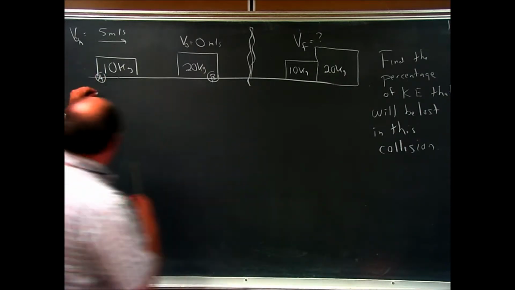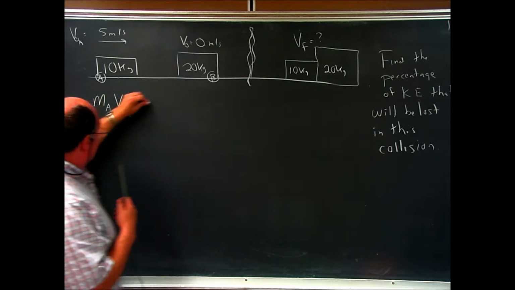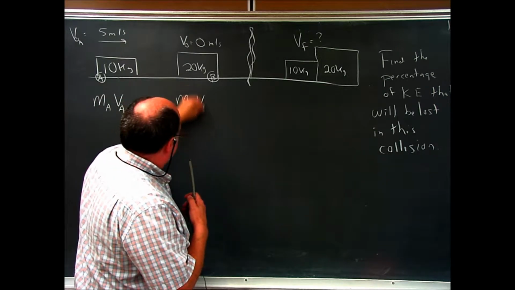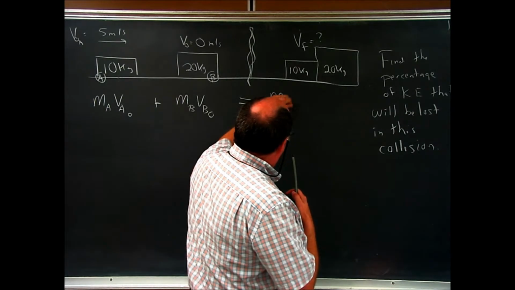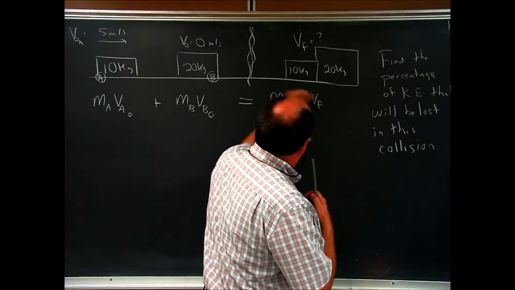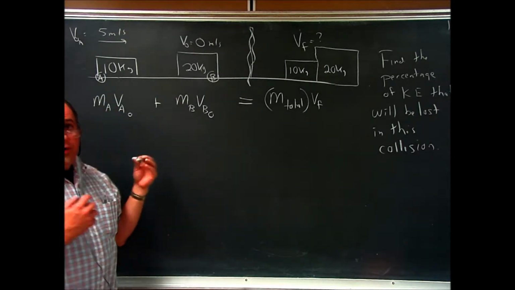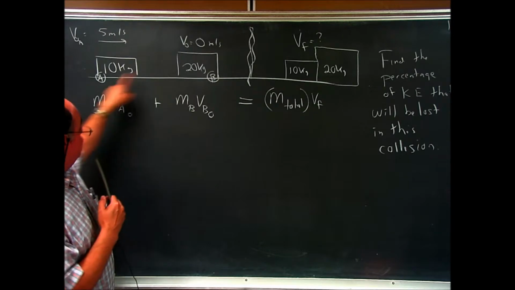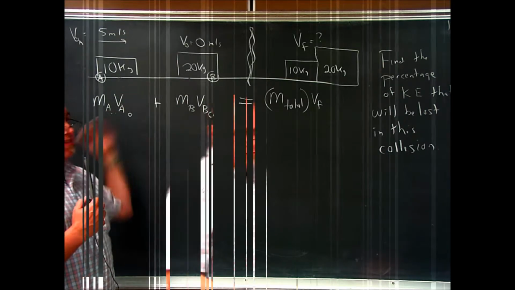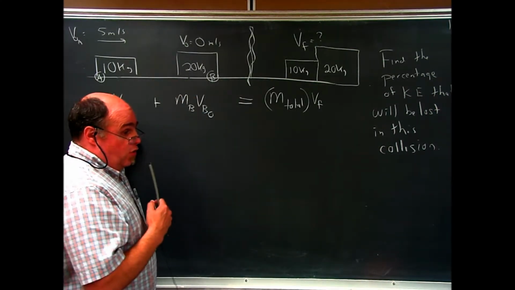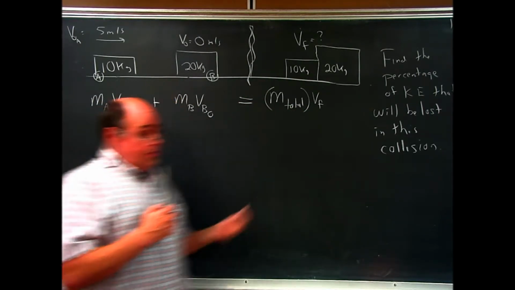Underneath, I'll say mass of box A times the velocity of box A initially, plus mass of box B times the velocity of box B initially, equals the mass of the whole total system times the final velocity of the whole thing. The rule says that the total momentum before a collision, these two added up together, is equal to the total momentum after the collision. And you can plug in these numbers.